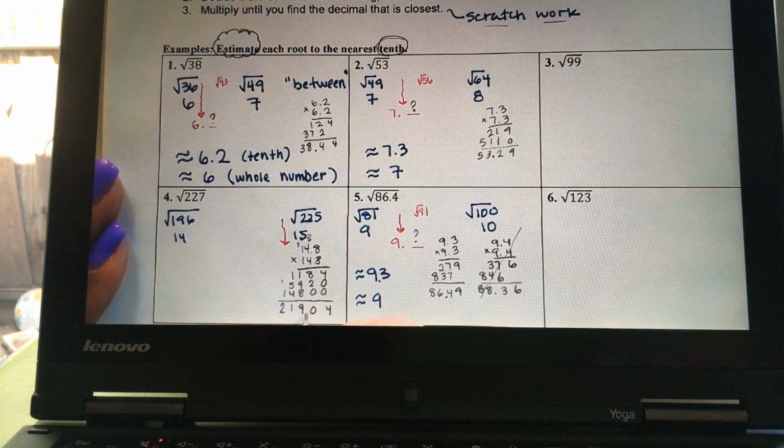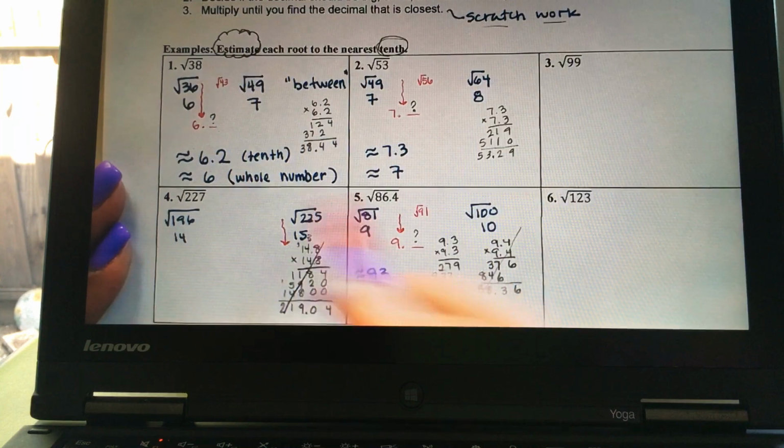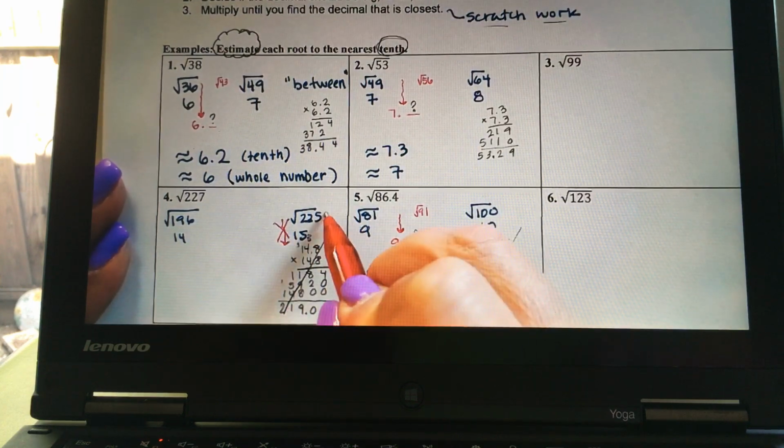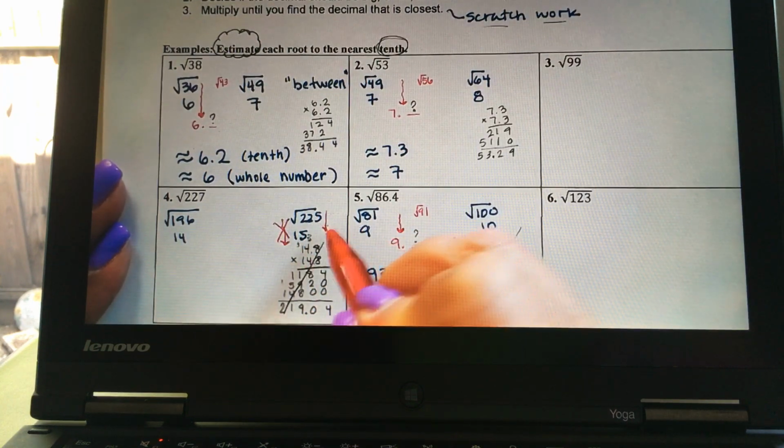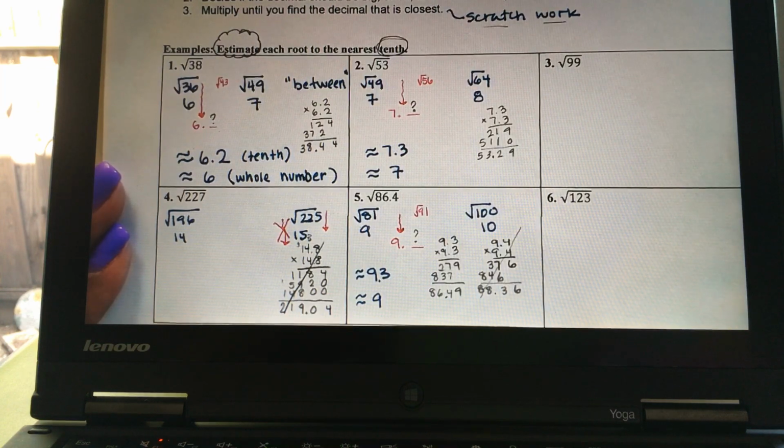219.04. I'm looking for something a little bit more than that. Actually, you know what, you guys? I just am catching my mistake here. Sorry about that. 227 is actually right past 225. Sorry, I was going on the wrong end of things here.